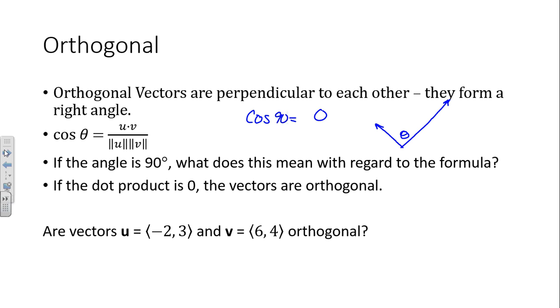So, decide whether vectors u and v are orthogonal or not. They are, why? Their dot product equals 0, because negative 2 times 6 plus 3 times 4 gets us negative 12 plus 12, which is 0. So yes, they are orthogonal. Easy, right?